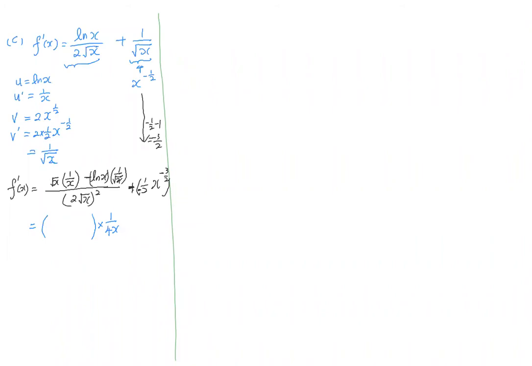Teacher, sorry, I don't know. Hold on. Which one you don't know? This one. This one, huh? 2 root x times 2 root x, that is called 2 root x squared. So 2 times 2, 4. Root x times root x, x. Get it? Okay, good.